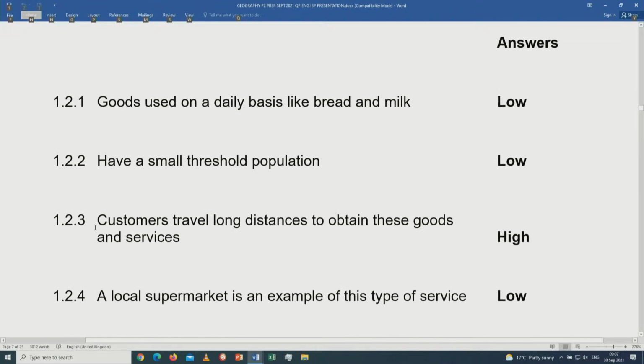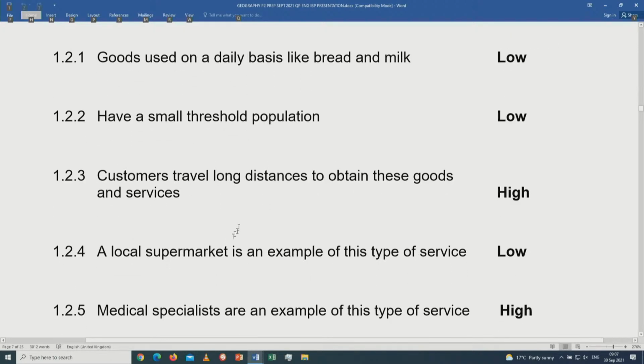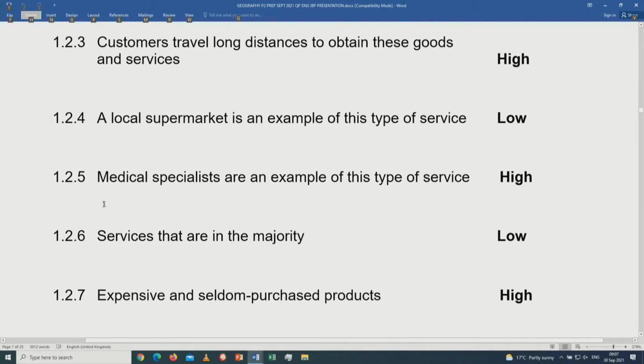1.2.3, customers travel long distances to obtain these goods and services. So that one falls under high order. 1.2.4, a local supermarket is an example of this type of service. So the correct answer there is low. 1.2.5, medical specialists are an example of this type of service. So the correct answer is high.